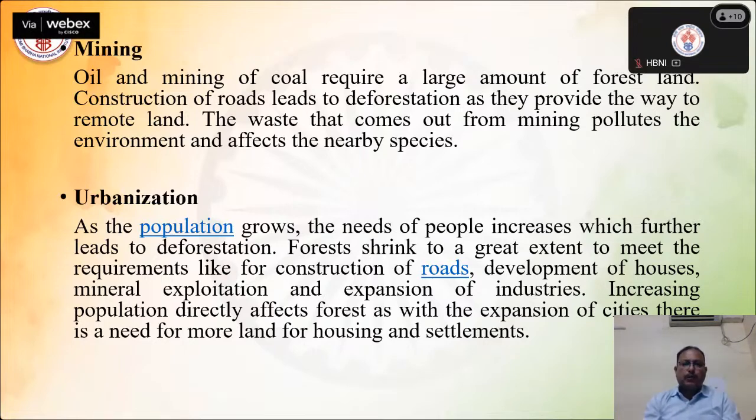So, coming to the topic, forests shrink to a great extent to meet requirements like the construction of roads, development of houses, mineral exploitation, and expansion of industries. Increasing population directly affects forests. With the expansion of cities, there is a need for more land for housing and settlements.